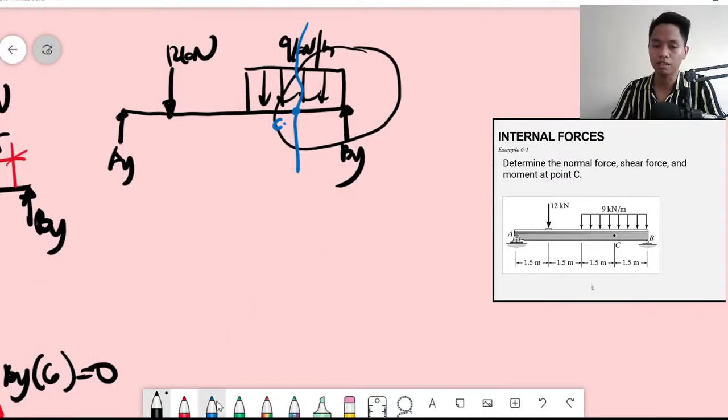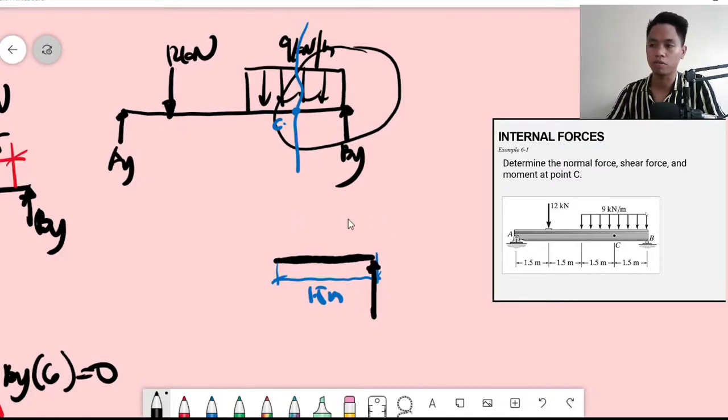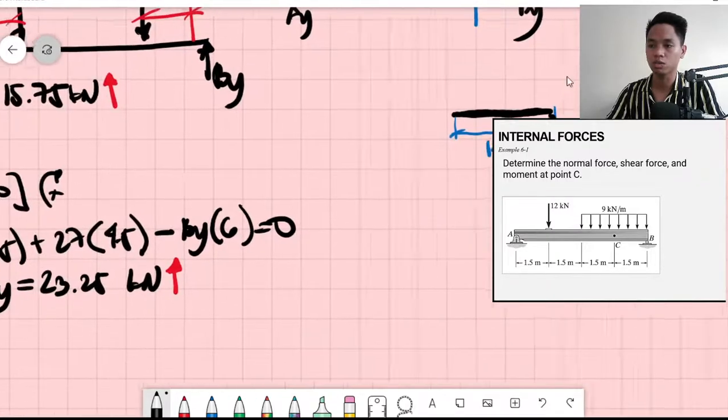Now let's isolate the segment. That is C, with a distance of 1.5 meters. What are the forces acting? What is the value of your BY? BY is 23.25.